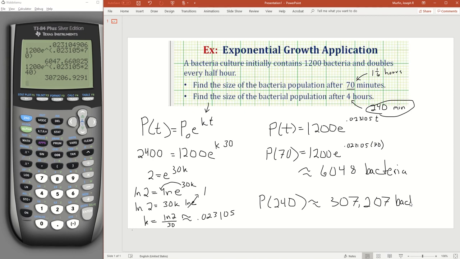So again, just like the other problems, the first thing you always want to figure out is what that K value is going to be, and then from there you can go and answer the questions.